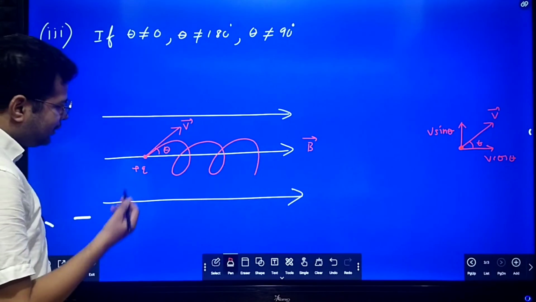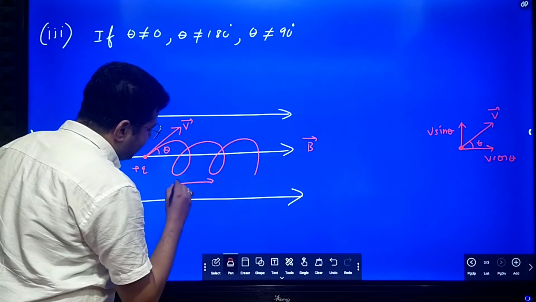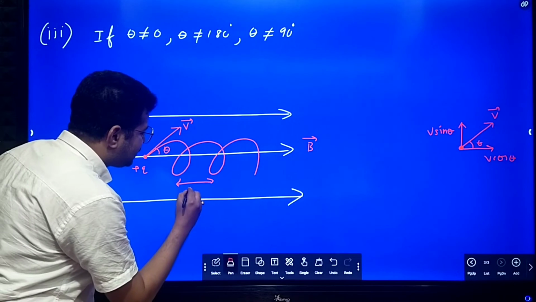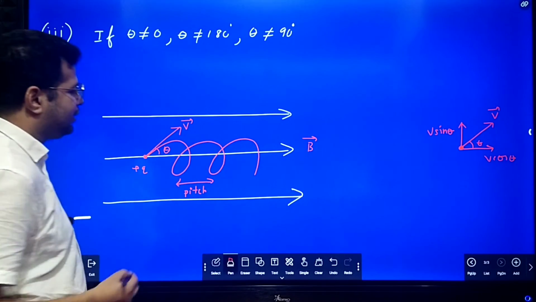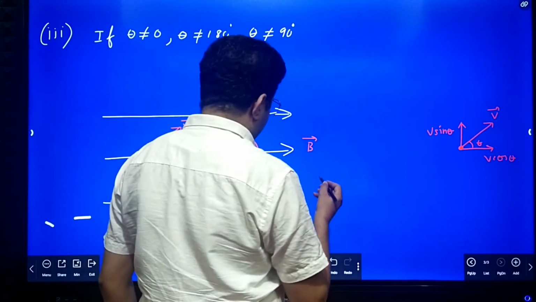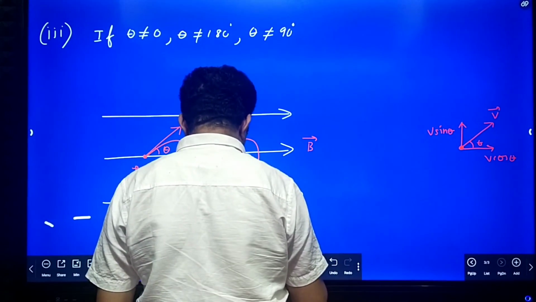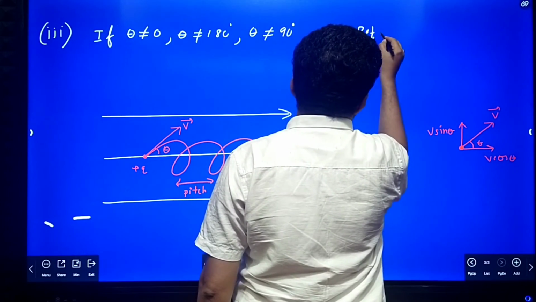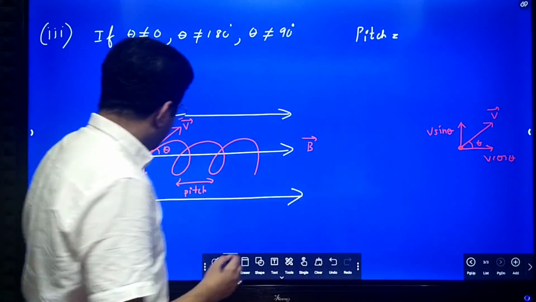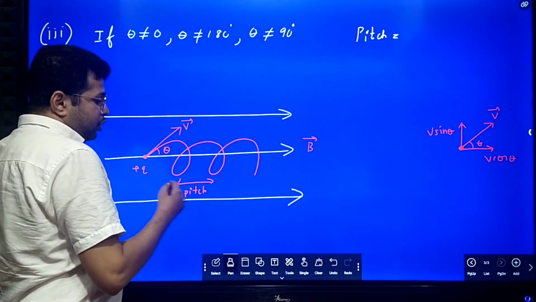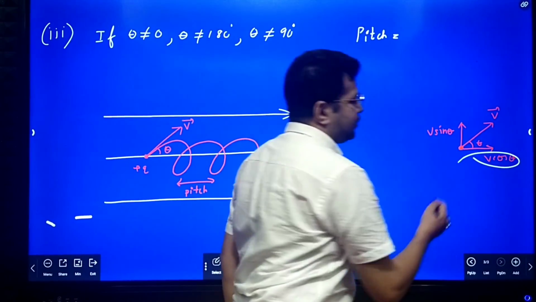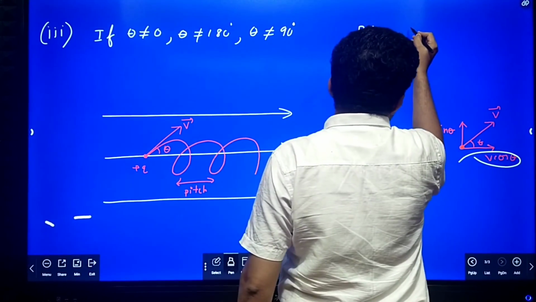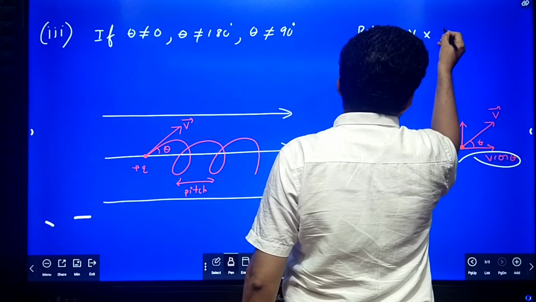Okay. Now in this helical path, what is this? The distance traveled by the charged particle in a time equal to the time period, we call this the pitch of the helix. So what is the equation for the pitch of the helix? Since pitch is distance traveled, pitch is equal to, so who is responsible for horizontal distance traveled? V cos theta is responsible. So pitch is horizontal distance.